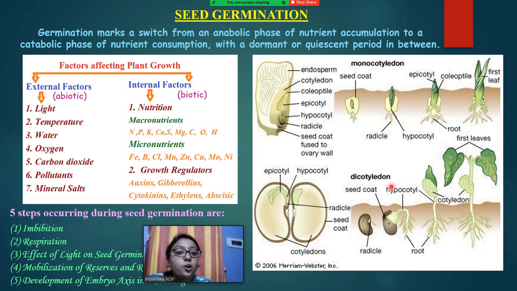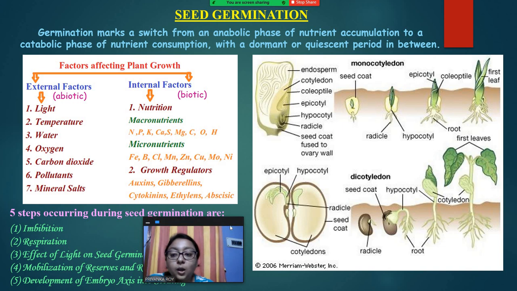In case of dicot also, there will be two cotyledons and a radicle and a hypocotyl connecting the radicle with the epicotyl, and ultimately the seed coat covering it all. And this seed coat will burst, and the hypocotyl will start developing, and the root will start to form, and ultimately the first leaves appear.